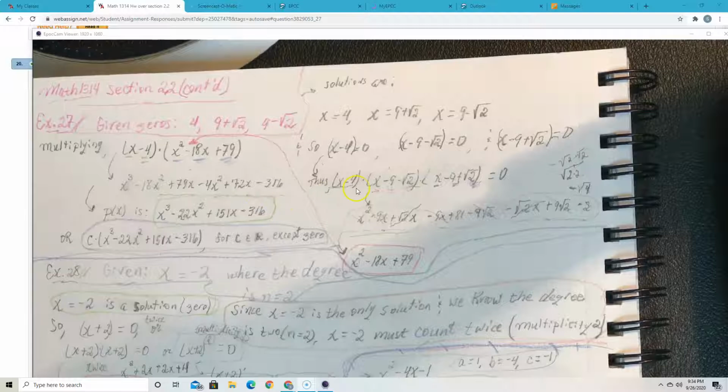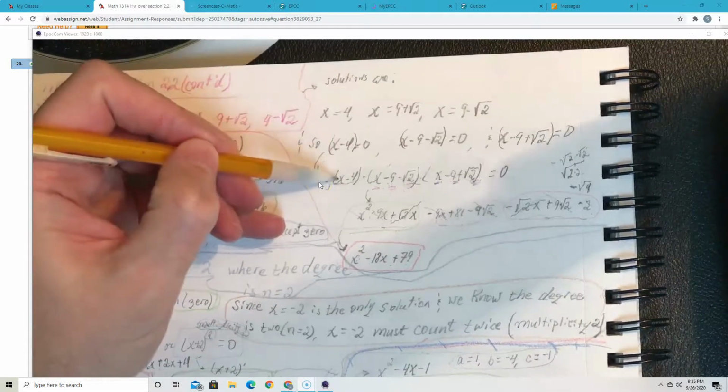But what I want to do is stop right here. And notice we have our 3 factors multiplied together equal to 0. And these 3 multiplied factors came from right here, which came from right here, which came from what they told us in the directions.